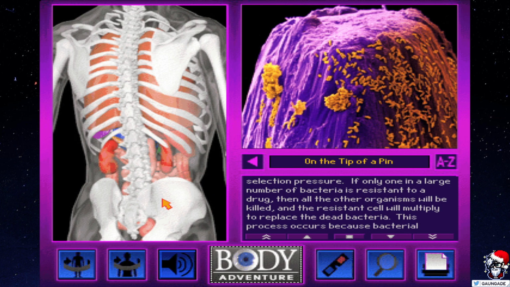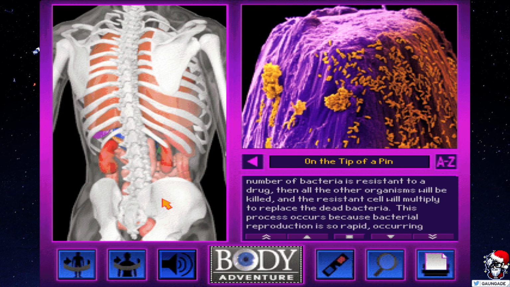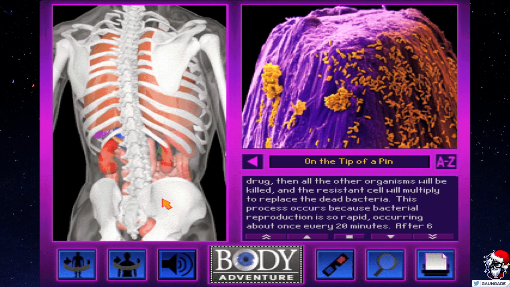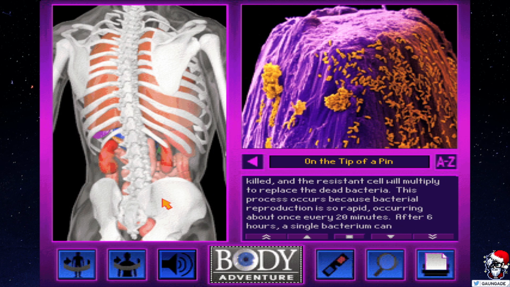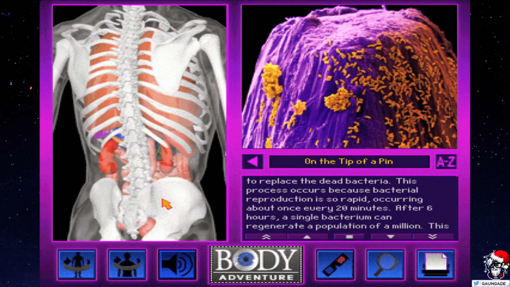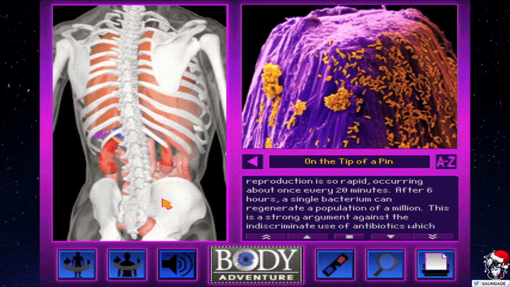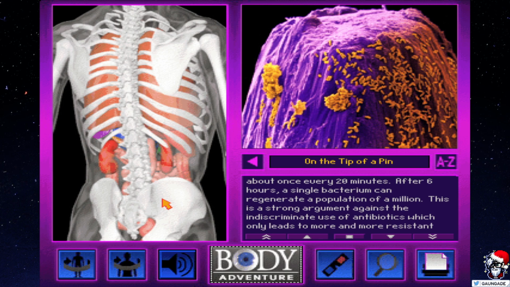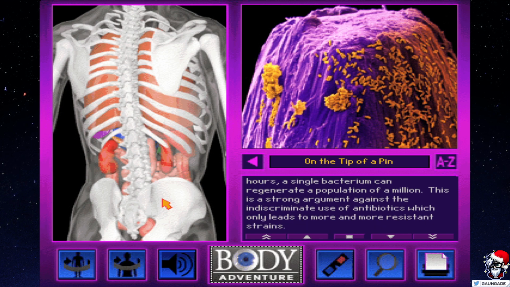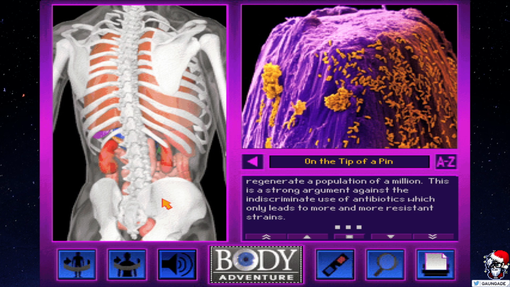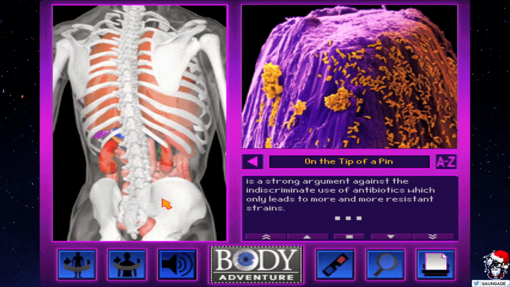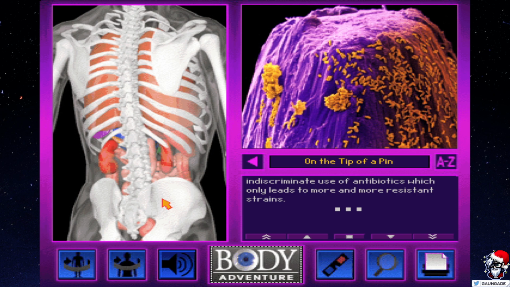then all the other organisms will be killed and the resistant cell will multiply to replace the dead bacteria. This process occurs because bacterial reproduction is so rapid, occurring about once every 20 minutes. After 6 hours, a single bacterium can regenerate a population of 1 million. This is a strong argument against the indiscriminate use of antibiotics, which only leads to more and more resistant strains.